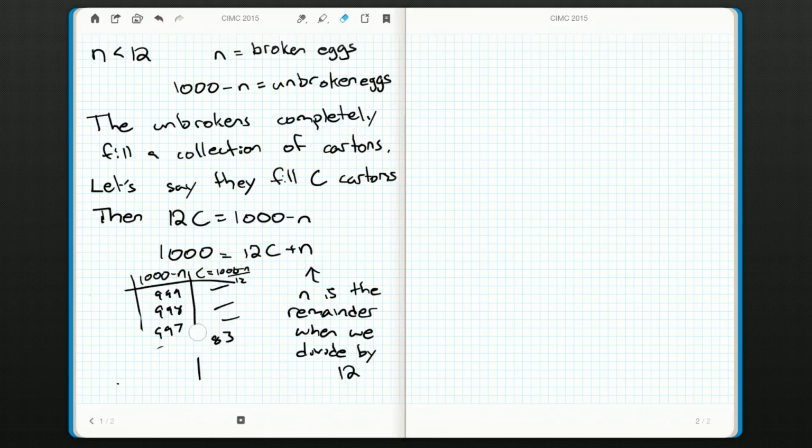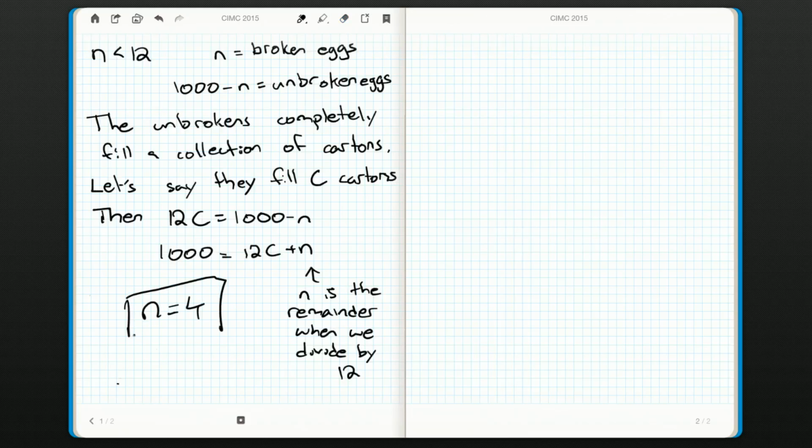Once we know that 12C is equal to 1,000 minus N, or that 1,000 minus N has to be a multiple of 12, either you recognize it's the remainder, or you break it up and try each possible N. There are only 11 of them: N is 1, 2, 3, 4, 5, 6, 7, 8, 9, 10, or 11. So we try each of them and see where we get a multiple of 12, so 1,000 minus N being a multiple of 12. And either way, we get N is equal to 4.